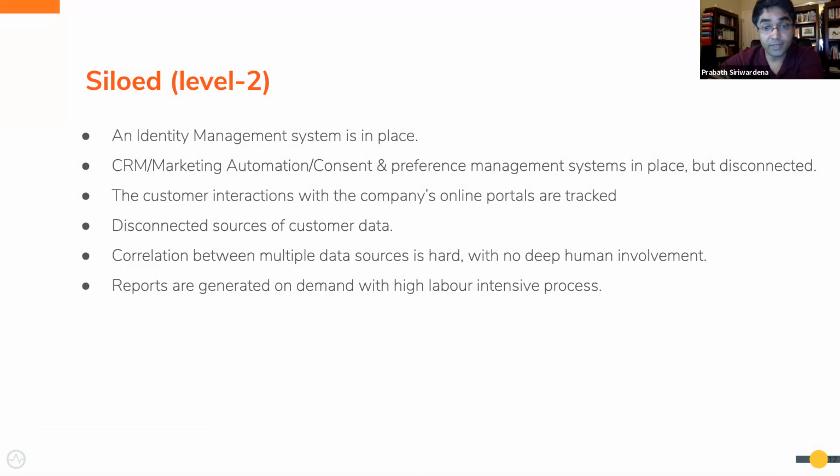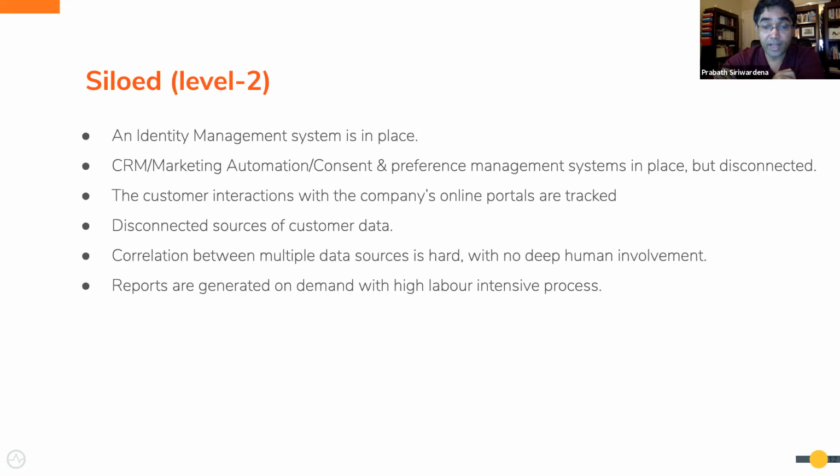One deficiency we see in the companies in this phase is, even though they collect customer data at different contact points, the data sources are still disconnected and do not help in building a unified profile for a given customer. When you want to generate a report across multiple data sources, that would require a highly labor-intensive process with human involvement. And even in some cases, you may fail to find a correlation among different data sources.